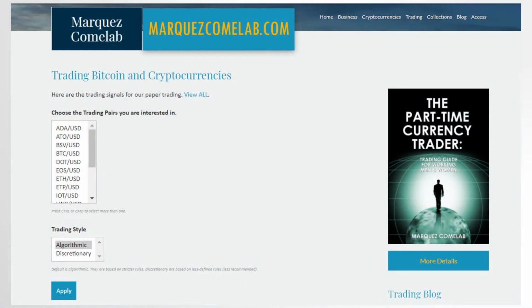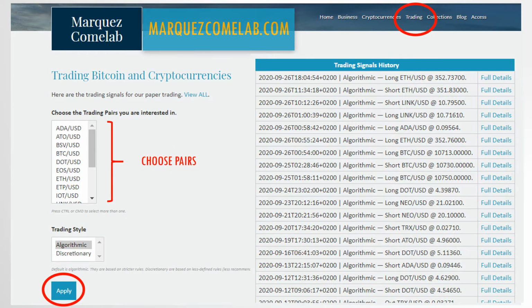Since about 3 months ago, I'd been posting my trading signals on my website, marcuscomelub.com. If you click on the trading menu and choose the pairs that you're interested in, leave the default algorithmic trades, click apply, and what you see is a list of trading signals.